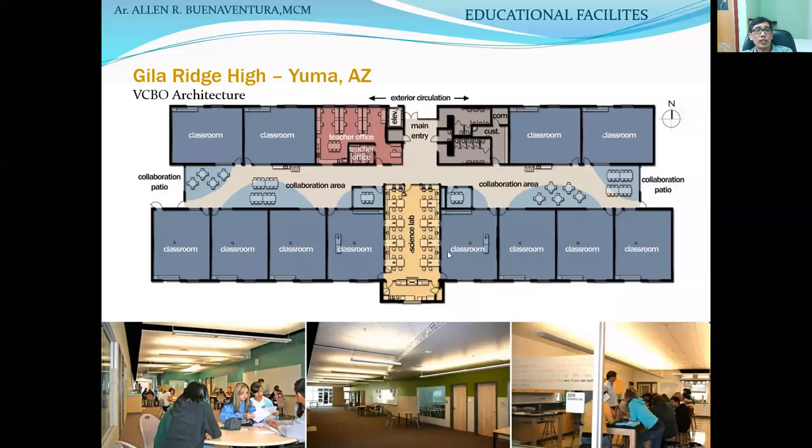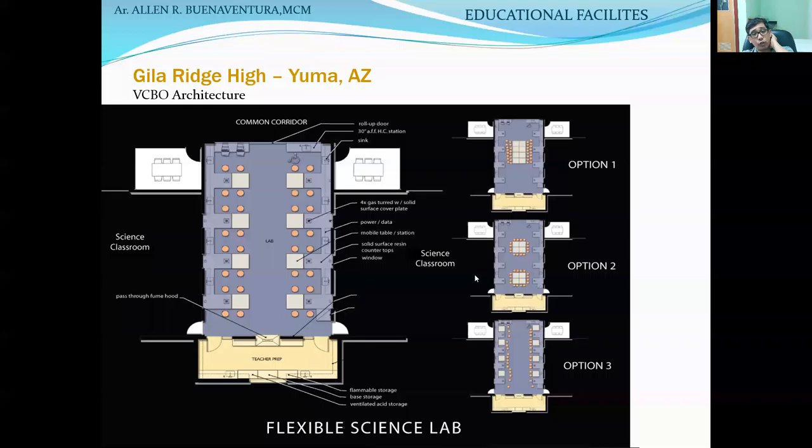Okay, so this is another option for science laboratories: flexible science laboratories. As you can see, these are tables that can be moved. They can be moved inward like this one, moved into clusters like this one, or go back into their particular space like this one, option number three. So this is a flexible science lab.